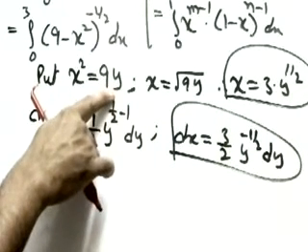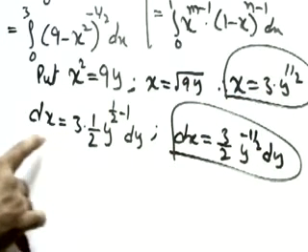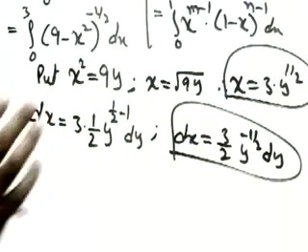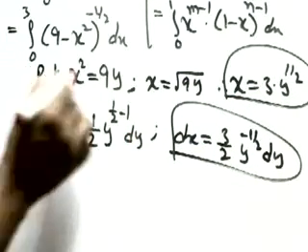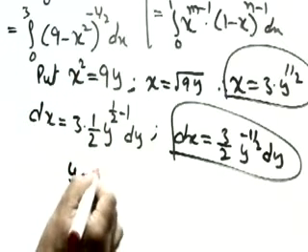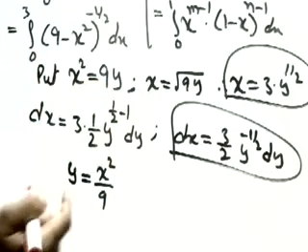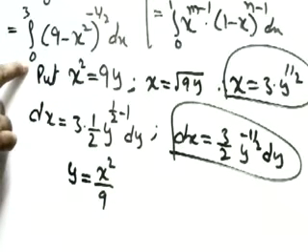Now let me change the question. In place of x square, we keep 9y. If we get x, we have to suppose 3 into y power 1 by 2, and dx is this. Also see here, the limits will change. Now I will explain you. You bring this 9 here. So what will be the value of y? y equals x square by 9.